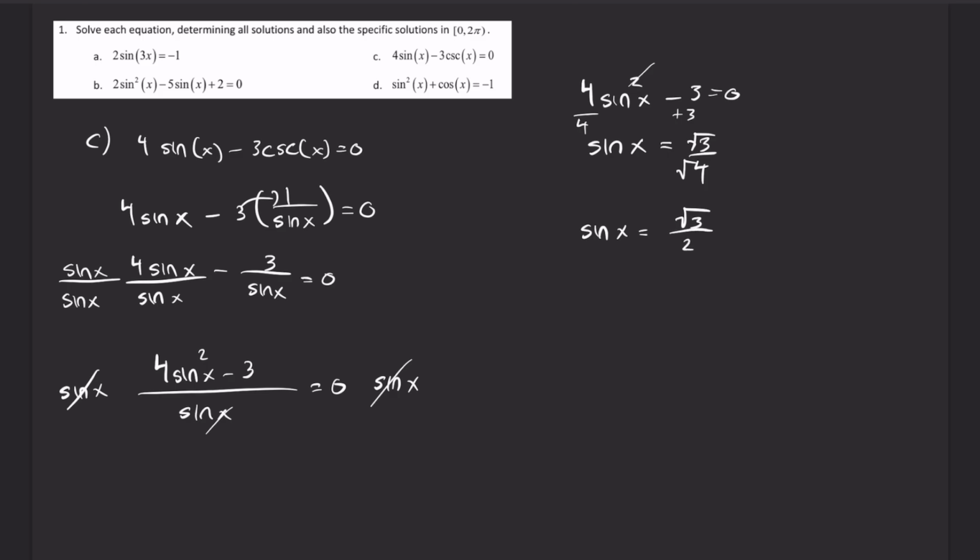Now, this is asking what angle does sine equal root 3 over 2? And well, we know that that's pi over 3, but it's positive, so this is also in quadrant 2. So we know that x will equal pi over 3 plus pi k. Also, x will equal 2 pi over 3 plus pi k. And you might ask, why pi k, not 2?